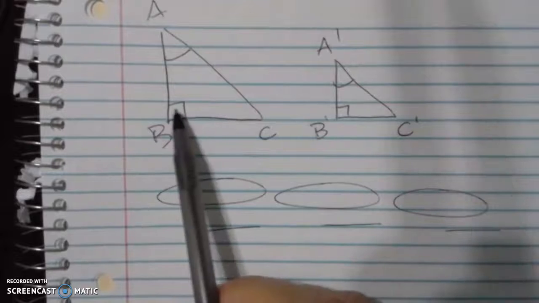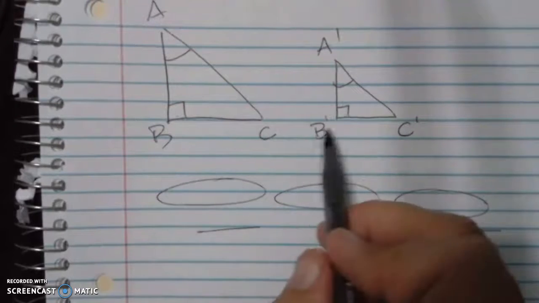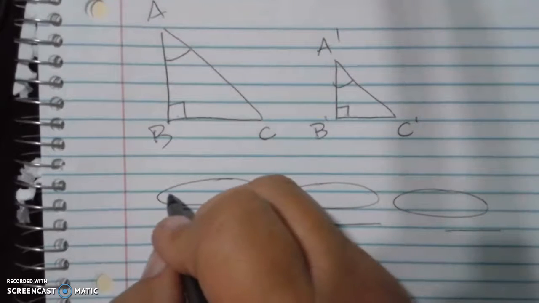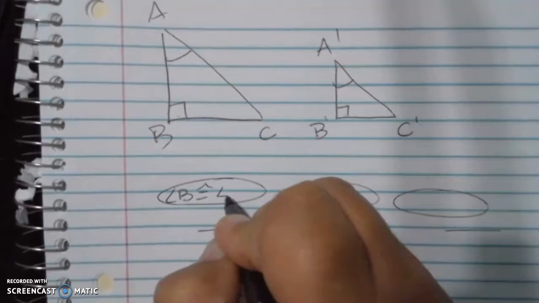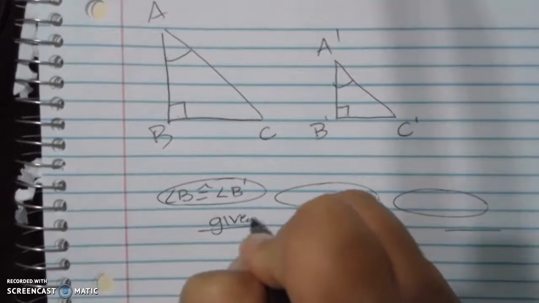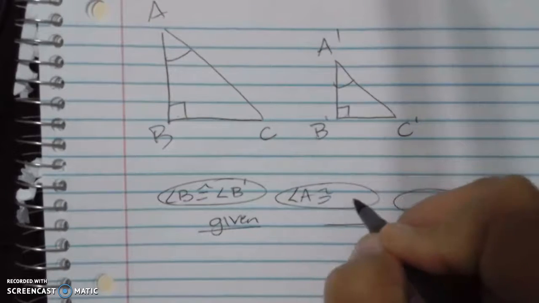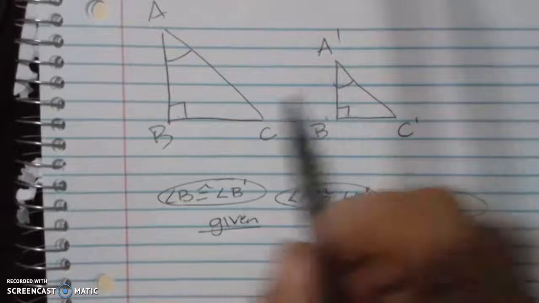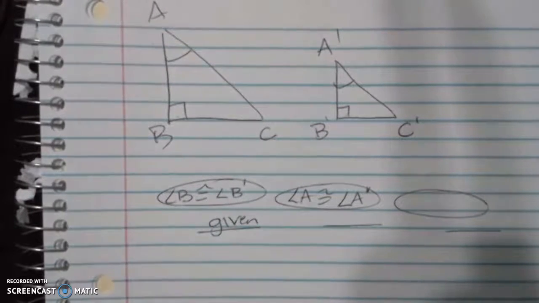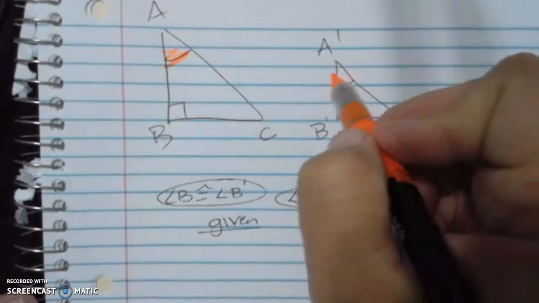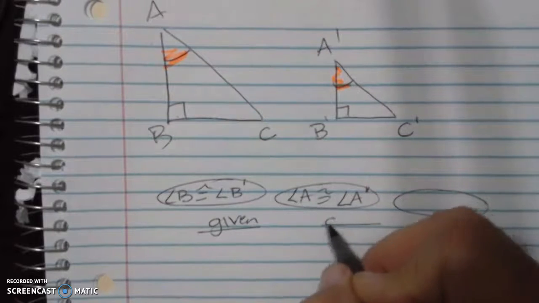So I'm going to look at these pictures, and one thing I know about these 2 triangles is that B and B prime are both right angles. So I can say that angle B is congruent to angle B prime, because that's given. The other thing I can say is that angle A is congruent to angle A prime, because that's also given. I know it's given because the markings exist already. I didn't have to draw them in myself. They were pre-printed for me. So I could say given.